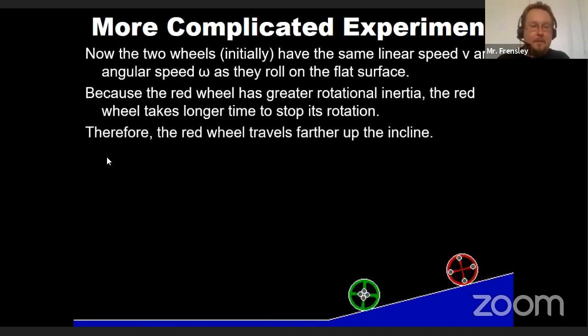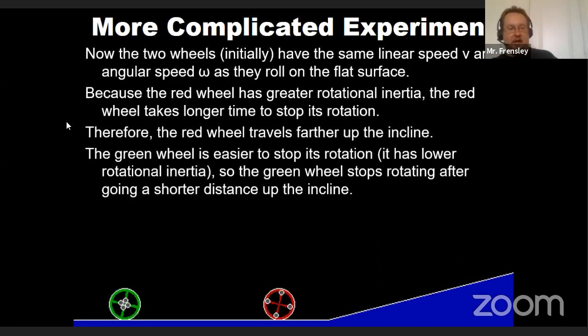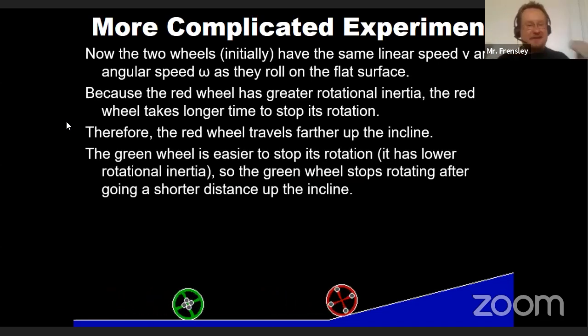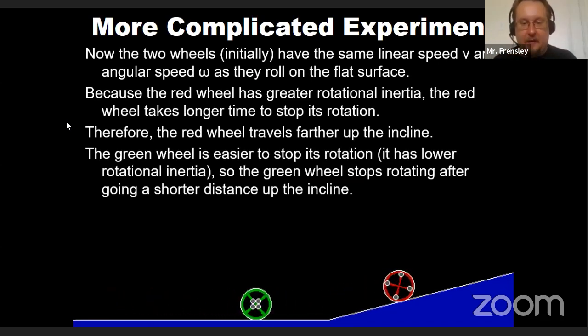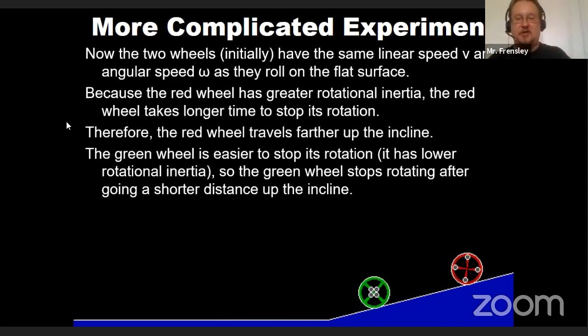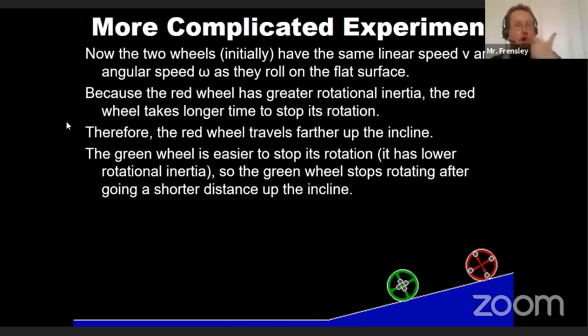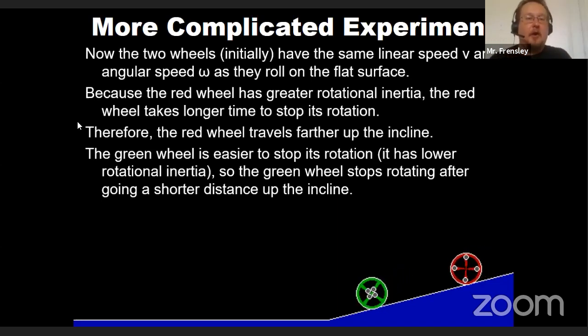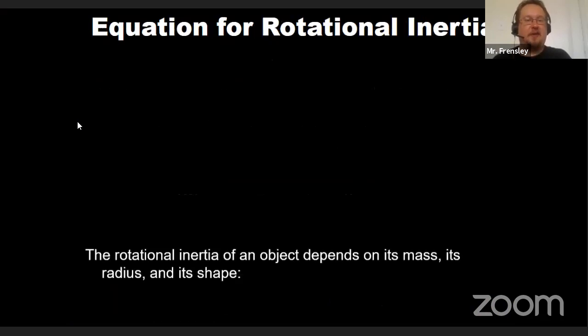Whereas the green wheel is easier to get rotating because it has less rotational inertia. It doesn't climb as far up the incline, right? So that's the idea of this rotational inertia thing. More rotational inertia, harder to get you to start rotating, harder to get you to stop rotating. All right, so that's the basics of rotational inertia right there.